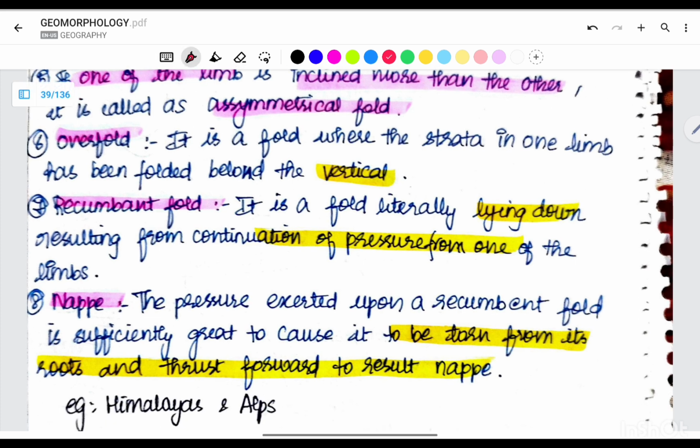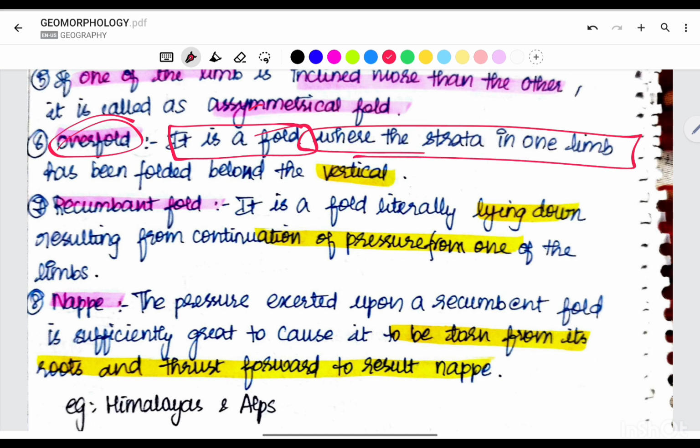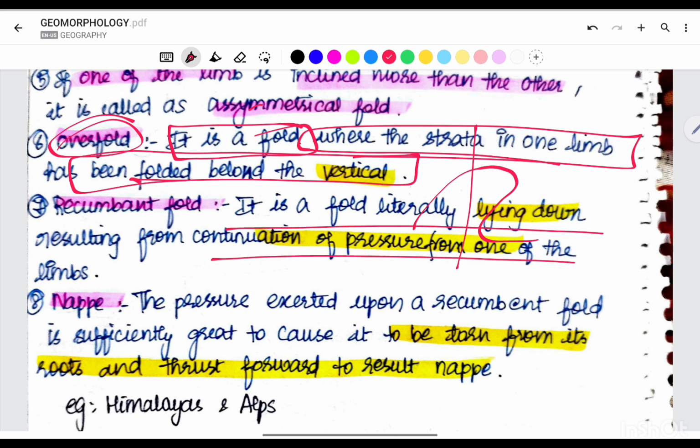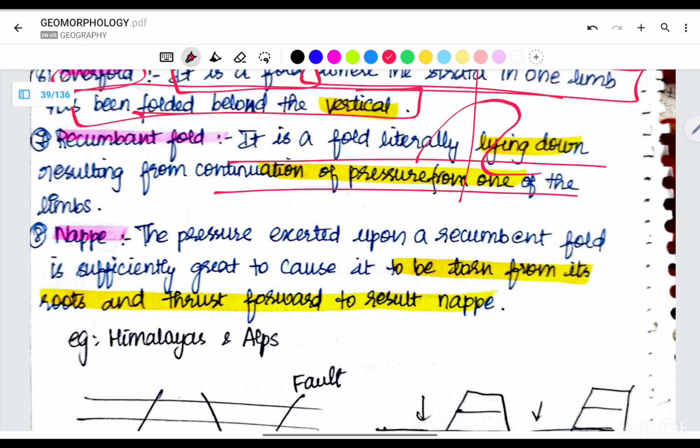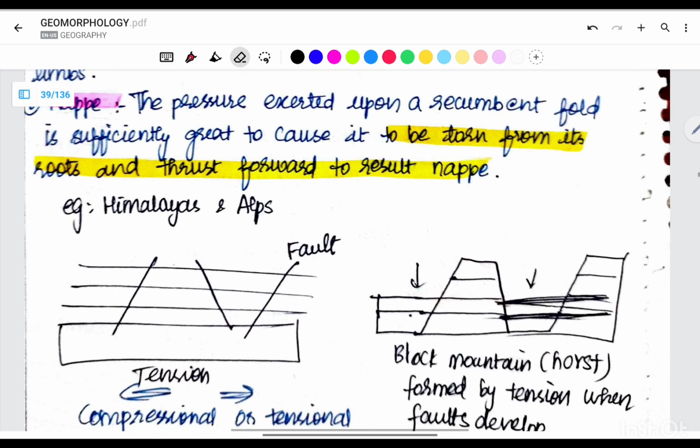Now what is called an overfold? It is a fold where the strata of one limb has been folded beyond the vertical. Recumbent fold: if the fold is literally lying down, it is the result of continuous pressure from one of the limbs. So if the fold is lying down, this is because of the continuous pressure from one of the limbs.